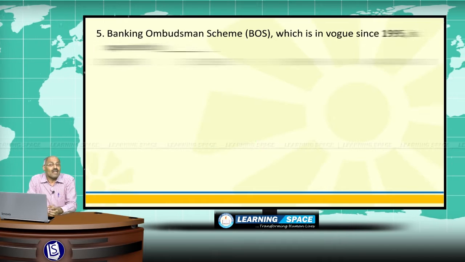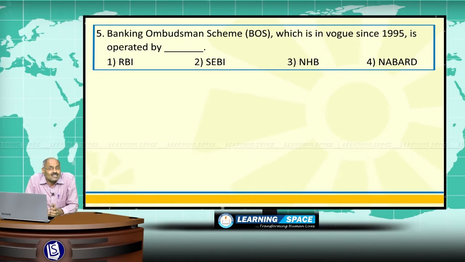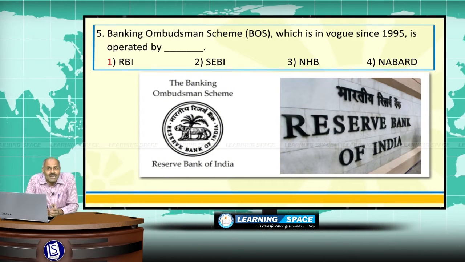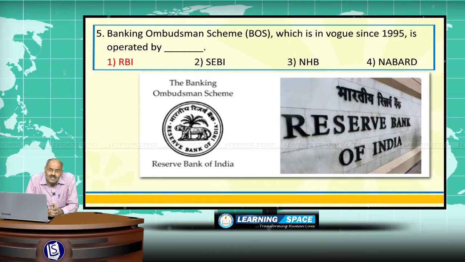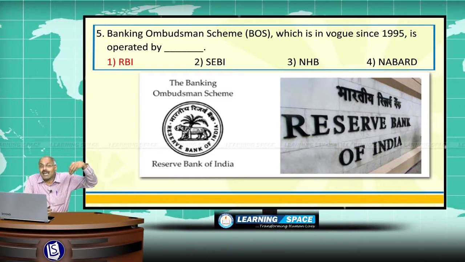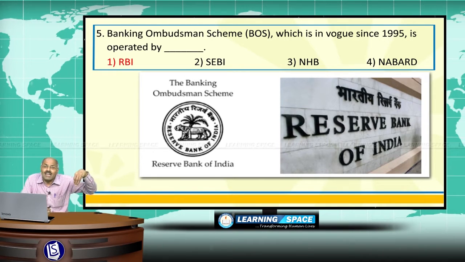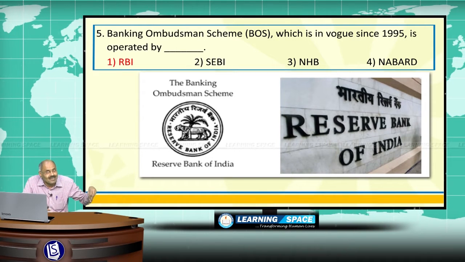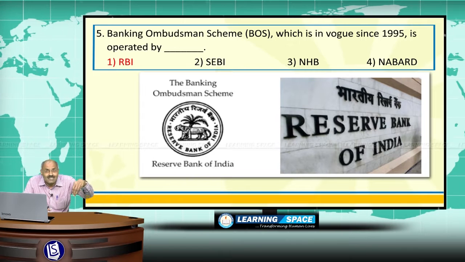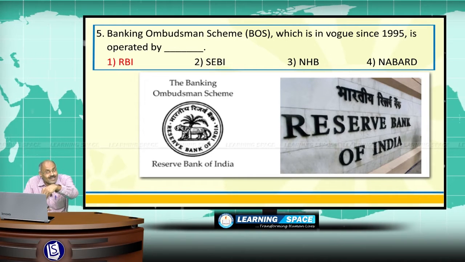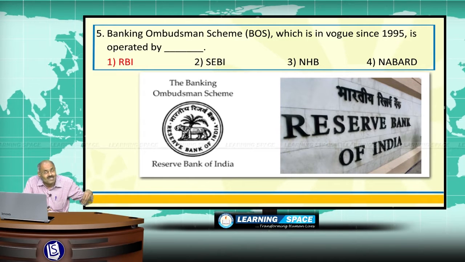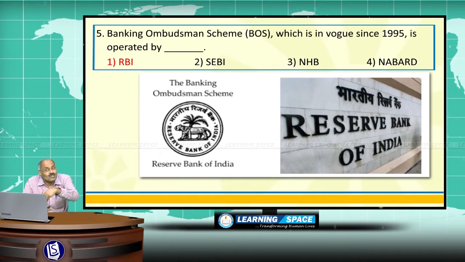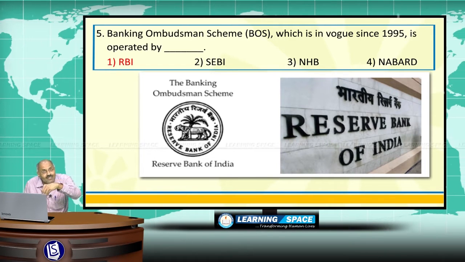Banking Ombudsman scheme has been in vogue since 1995 and it is operated by Reserve Bank of India. Recently Reserve Bank of India gave instructions for some banks to establish their own ombudsman, or you can say internal ombudsman, popularly known as CCSO. All the public sector banks and certain private sector banks and certain foreign banks operating in our country are required to establish CCSO. CCSO is the internal ombudsman and the external ombudsman is appointed by Reserve Bank of India.